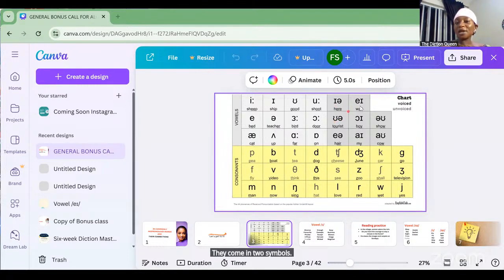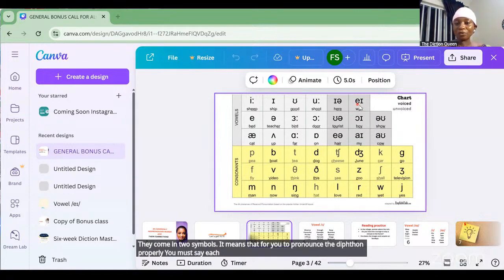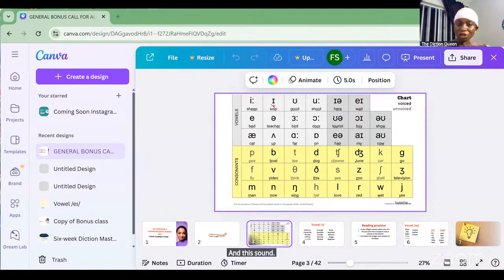It means that for you to pronounce a diphthong properly, you must say each sound that makes up the diphthong. For example, this sound here is a combination of these two sounds. So when I want to say that sound, I must say these two sounds. It is different from the first one. I hope you can get the difference. Please, if the difference is clear, let me know in the chat.